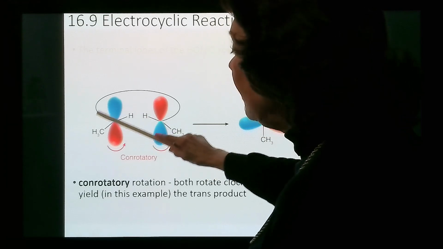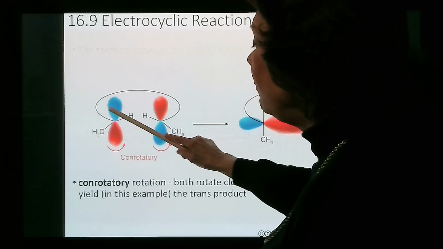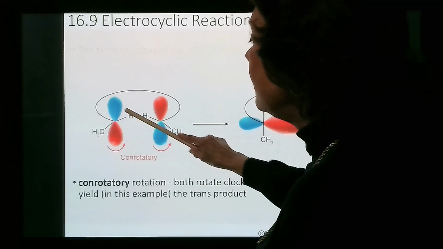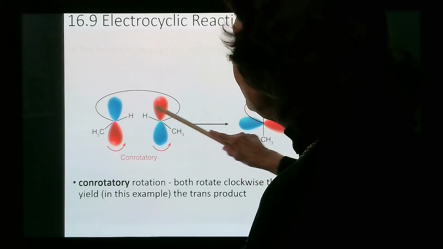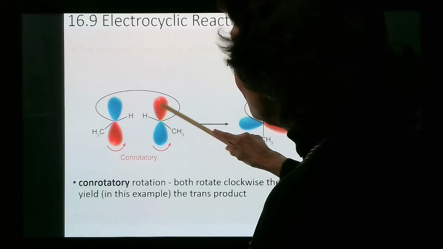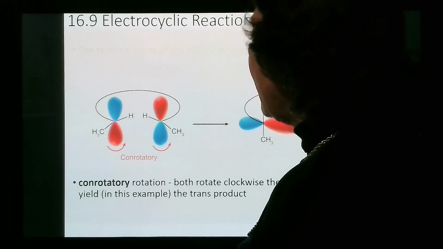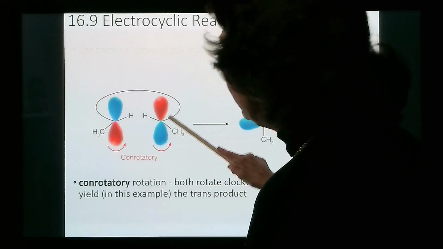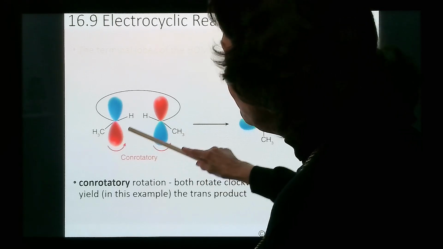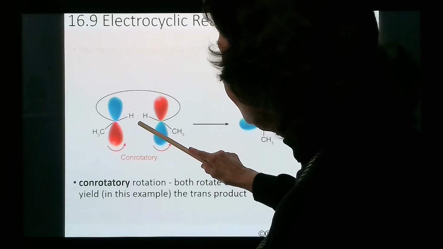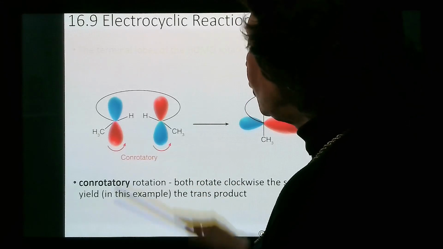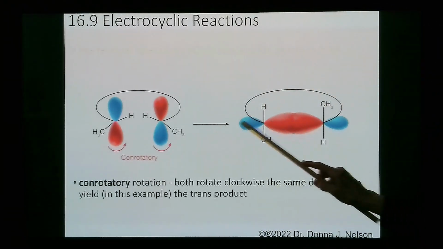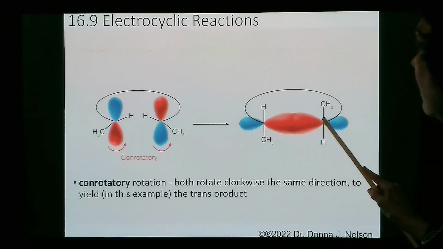That means that this carbon atom, the whole group, methyl group, or the whole terminal group, is going to have to rotate counterclockwise, and this terminal group is going to have to rotate clockwise. And so this one is clockwise, and this one is clockwise, so that the red lobe moves up. Here, the red lobe moves down. So they're moving in the same direction, both of them clockwise. And so this is conrotatory, so that the two red lobes will form the new sigma bond.